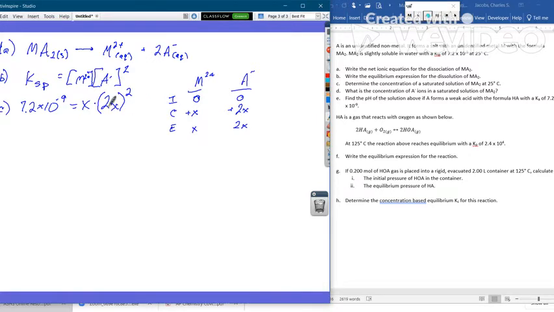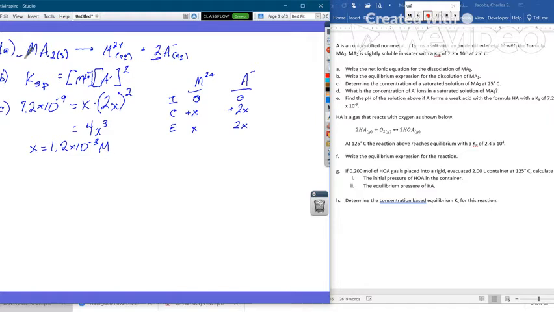So on the right-hand side, (2x) quantity squared, don't forget the 2 is squared as well. That gives us 4x squared times x. So over here we have 4x cubed, still equal to 7.2 times 10 to the -9th. So we divide by 4, we then take the cube root, and we get 1.2 times 10 to the -3rd molar. All right, now that is the concentration of the MA2, the original salt that we're trying to dissolve. Keep in mind, a problem could say, what is the concentration of A ions at equilibrium?